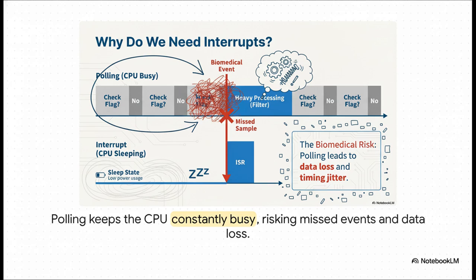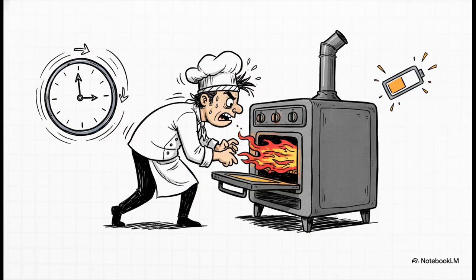With polling, the poor processor is stuck in a frantic loop, constantly asking, is there data yet? No. How about now? No? It's always busy. But then, look what happens when it has to do some heavy processing. It gets distracted, and poof, a critical biomedical sample is completely missed. Gone. This is what leads to data loss and that inconsistent timing we call jitter. It's just messy.